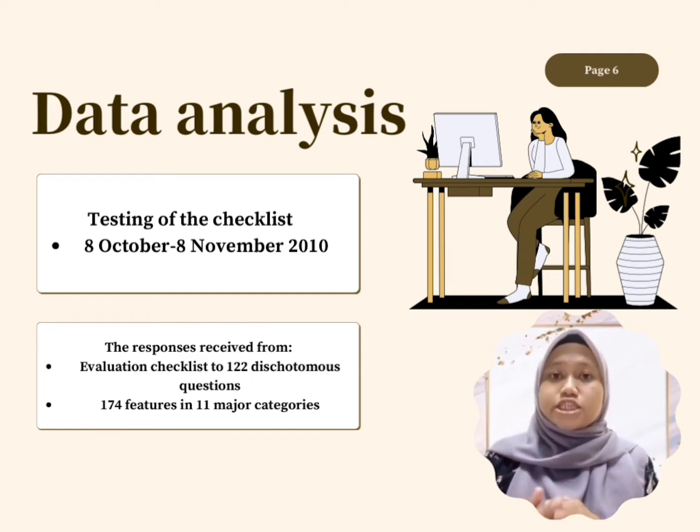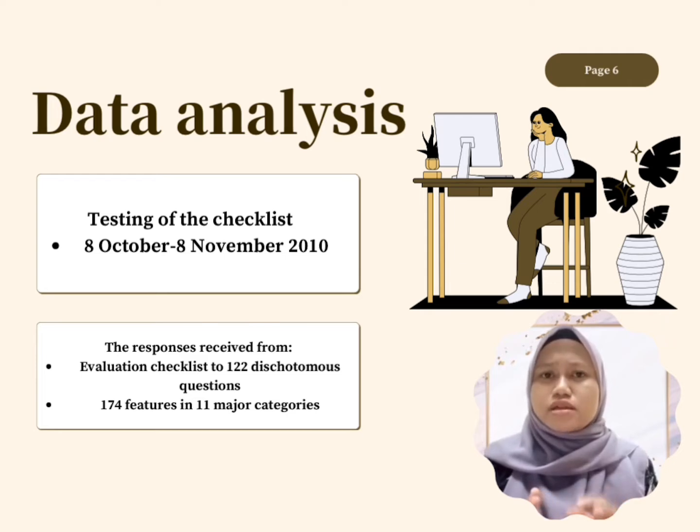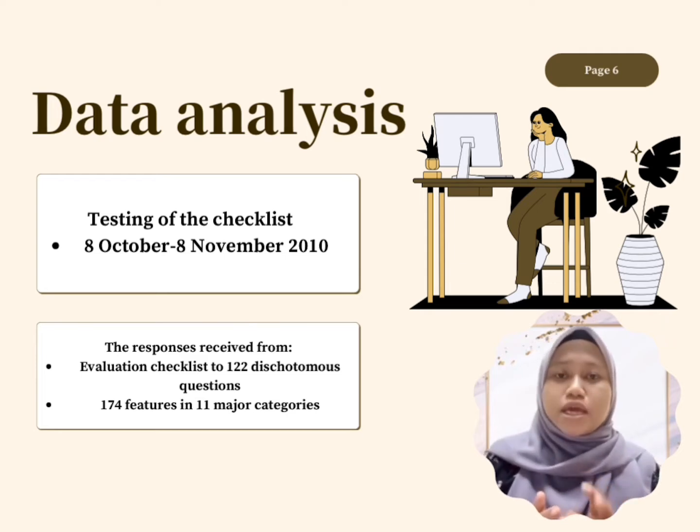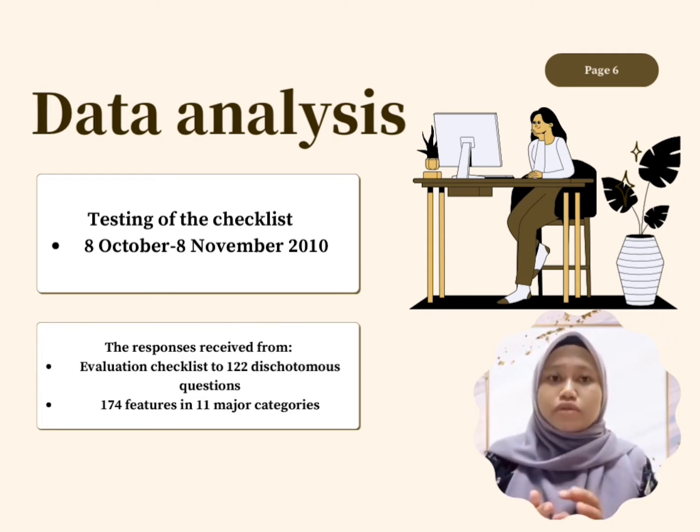This testing of the checklist took a month, from October until November 2010. It also took 30 hours to spend on evaluation of web-based OPAC of IIT libraries. The responses were received from the evaluation checklist of 122 dichotomous questions and 174 features in 11 major categories.